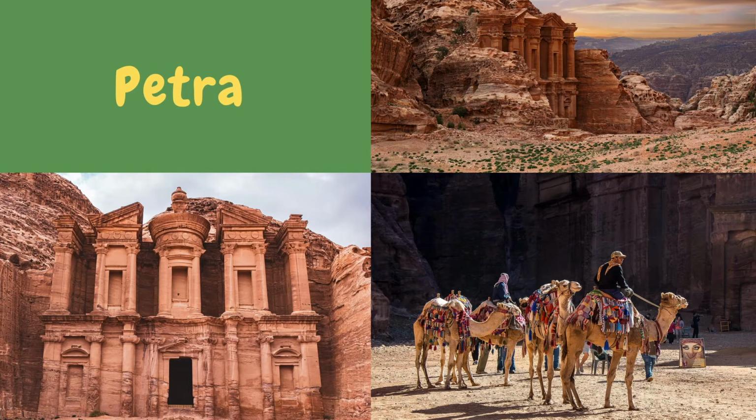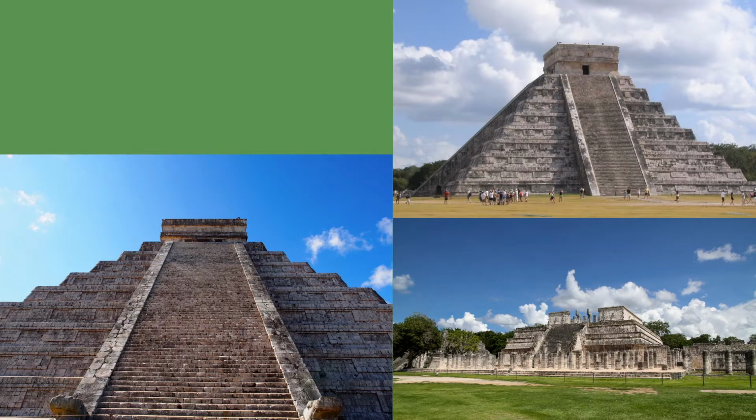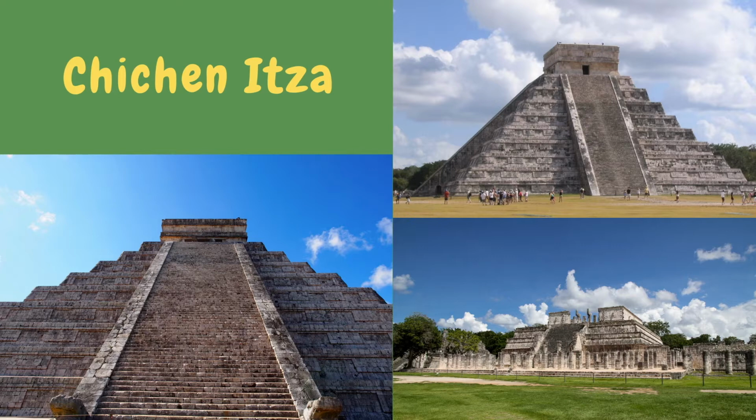And what about this temple? Do you recognize this temple? This temple is called Chichen Itza. It's located in Yucatan, Mexico, and is the largest Mayan city. And this building right here is known as the Castillo, or the castle. But it has a very pyramid shape.